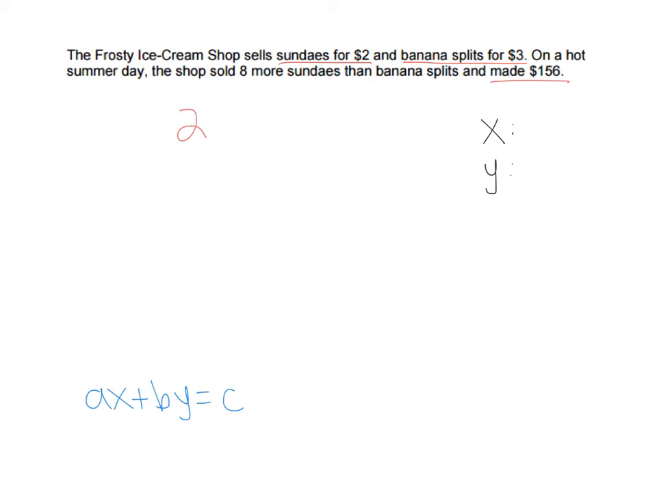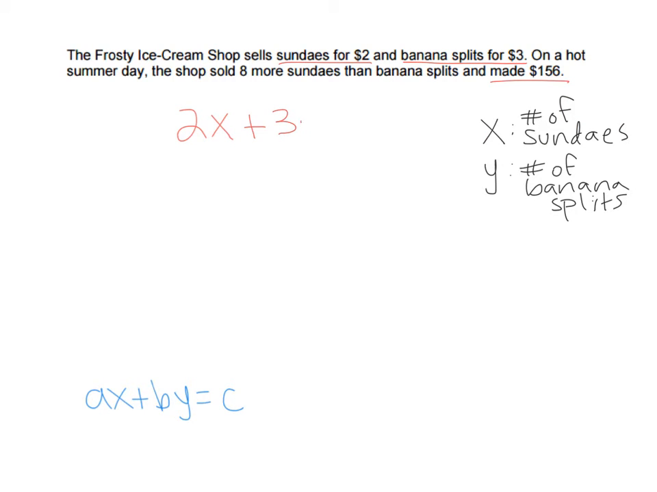X in this situation I'm going to use as number of sundaes sold, and Y is going to be the number of banana splits. Now, remember, that's not how much each of those are because we already know that answer. We know how much they cost. So it's how many they sold. So back to our equation, we have $2 per sundae that we made. So $2 times X, the number of sundaes sold, plus we have $3 per banana split sold, and Y is the number of banana splits. And that is going to equal our total number of dollars taken in, which was $156.